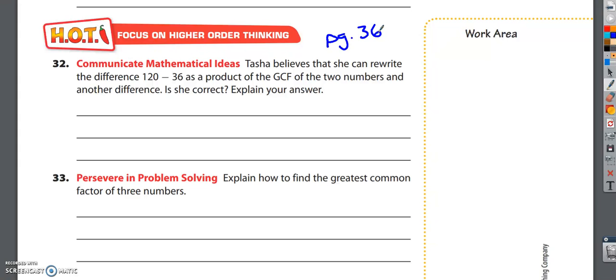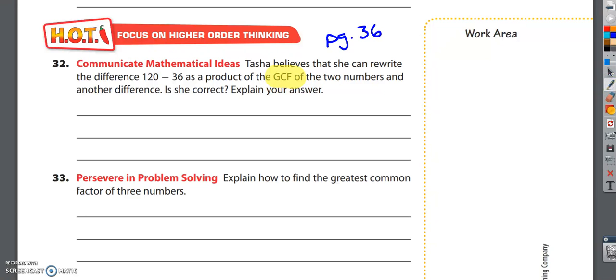Number 32 is communicate mathematical ideas. Tasha believes that she can rewrite the difference of 120 minus 36 as a product of the GCF of the two numbers and another difference. Is she correct? And explain your answer. First of all, could you find the greatest common factor of 120 and 36? And the answer is yes, you can.